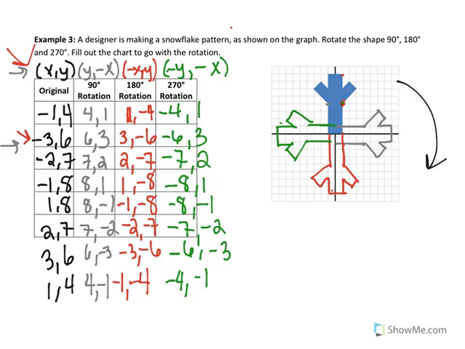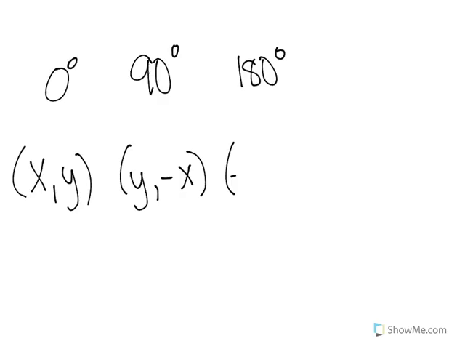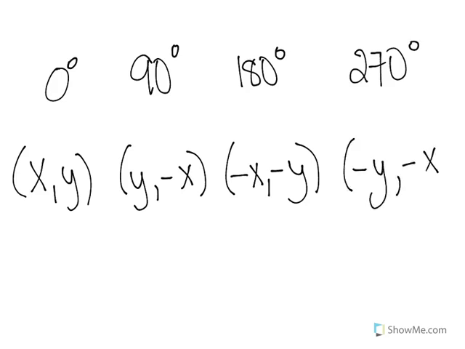So you probably could have just done that on your own just by looking at it, but doing it with the points is a lot easier when you're dealing with just abstract things. So I'm going to write those down one more time. So if you have a point with a 0-degree rotation, it's x and y. If it's a 90-degree rotation, it's going to be y, then -x. If it's a 180-degree rotation, it's negative x, negative y, and if it's a 270-degree rotation, it's negative y, negative x. So save this for your notes.